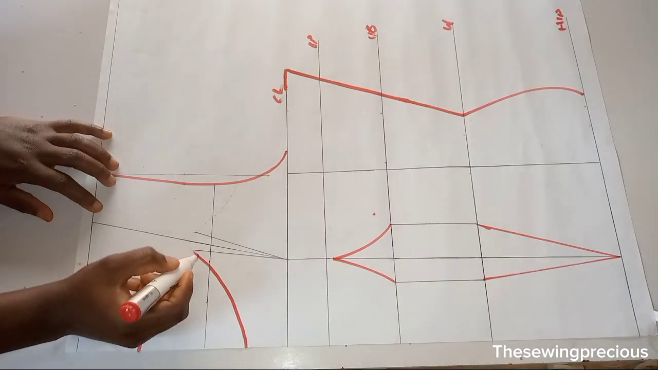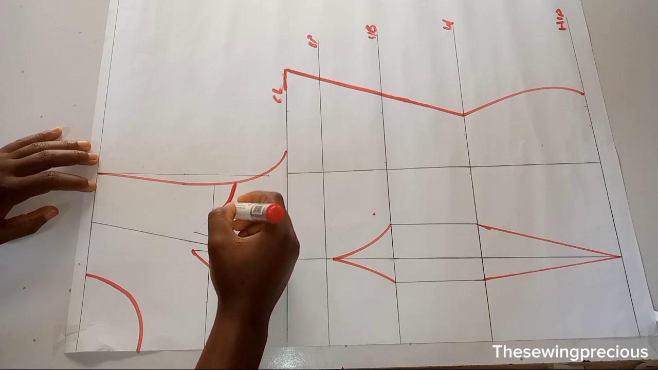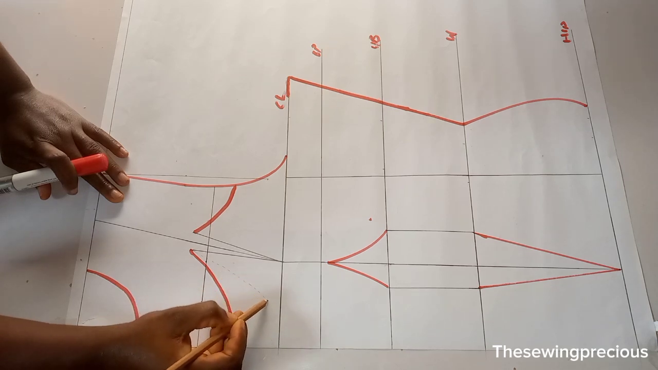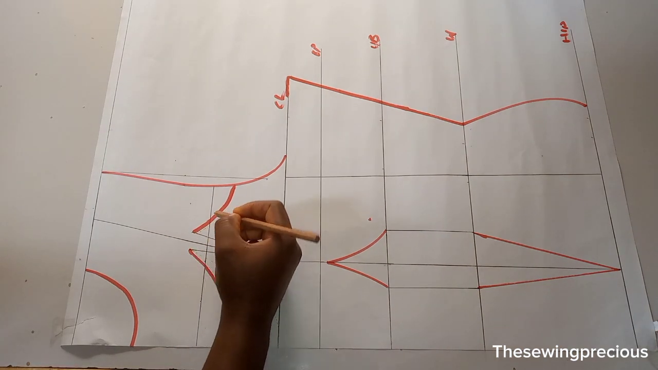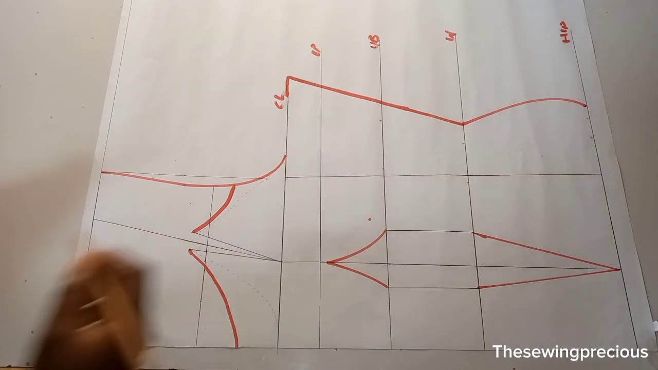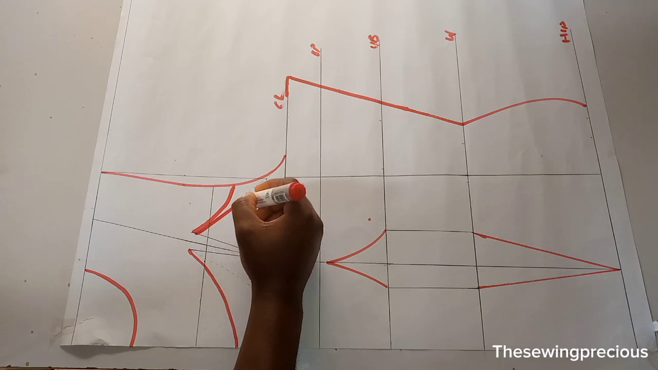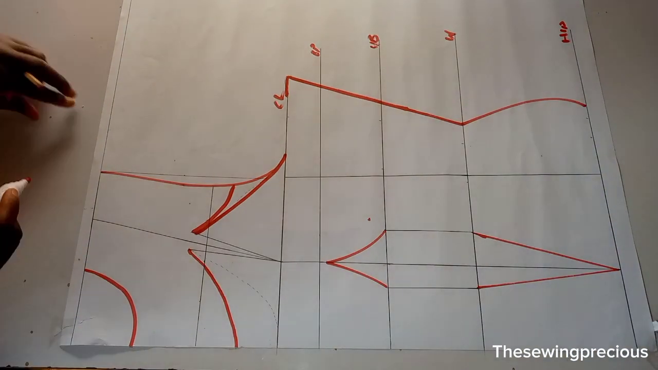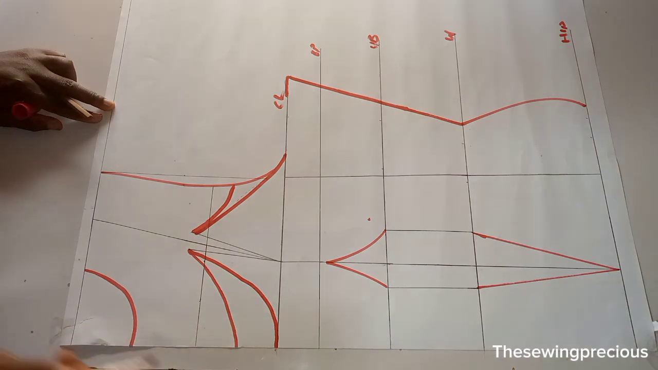So you can decide how low or high you want your neckline to be. I'm just drawing this to show you if you want this to be low or you want it to be high. So what I'm using my pencil to draft now is the neckline I want to use for this dress. The second neckline is what we're going to be cutting out.